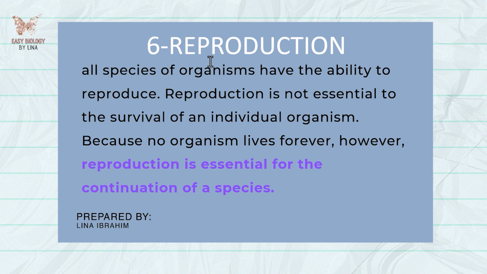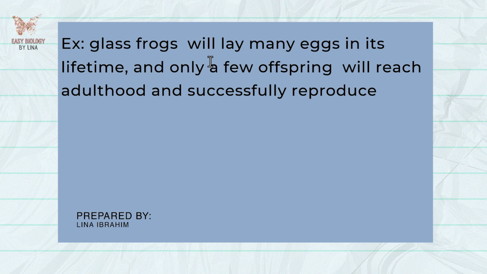Reproduction is not essential to the survival of an individual organism. Why? It's not important for the survival of an individual organism because no organism lives forever. So what is the main function or the importance of reproduction? Reproduction is essential for the continuation of a species. For example, the glass frog will lay many eggs in its lifetime, and only a few offspring will reach adulthood and successfully reproduce.